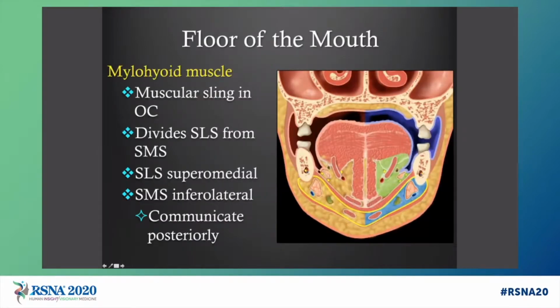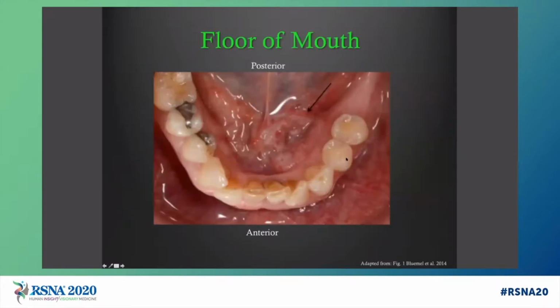So the floor of the mouth is actually formed by the mylohyoid muscle as it runs from its medial attachment on the surface of the mandible underneath, supporting the entire oral cavity. Okay, so this is going to divide the sublingual space from the submandibular space. So this does communicate posteriorly, allowing communication between the sublingual and submandibular space.